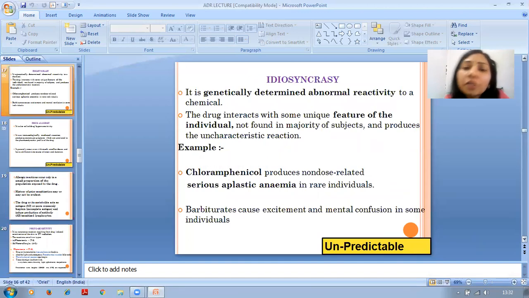Then idiosyncratic reactions or idiosyncrasy. It is a genetically determined abnormal reactivity to a chemical. The drug interacts with some unique feature of the individual not found in the majority of subjects and produces uncharacteristic reactions. For example, chloramphenicol in certain patients can result in serious, life-threatening aplastic anemia, and that is not very common, and it occurs in only some of the population.